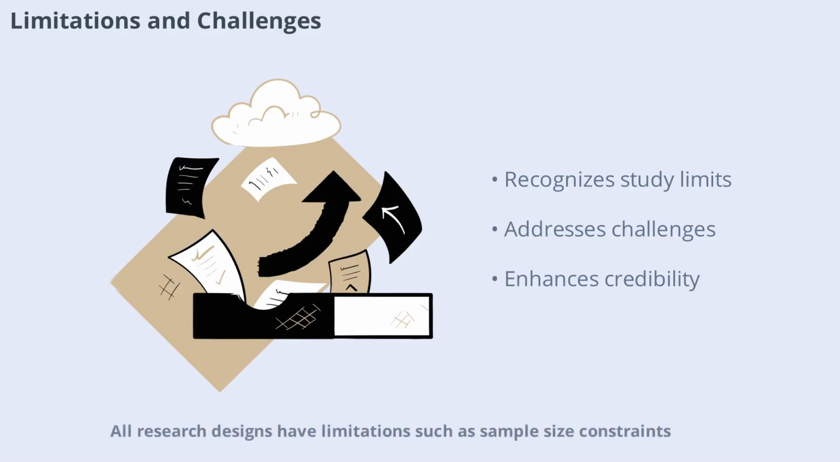All research designs have limitations such as sample size constraints, measurement errors, or unmeasured confounders. Recognizing and addressing these challenges is essential for interpreting results accurately and planning future studies. Honest discussion of limitations enhances the credibility of your research.